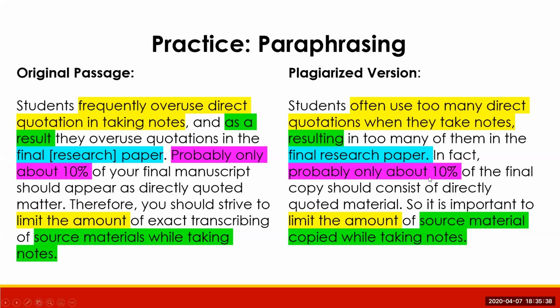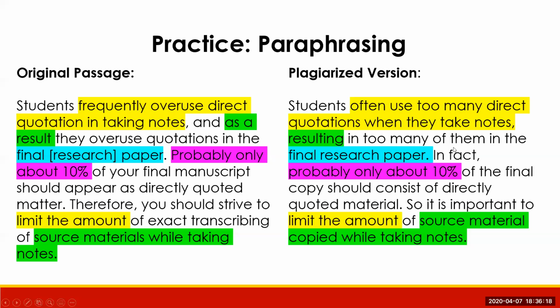"In fact, probably only about 10%" is pretty much the same with "probably only about 10%." The difference in the plagiarized version is that they add this little signal phrase. And then here it says "limit the amount." Again, "limit the amount" using the same exact wording. Here they didn't even try to change that wording. And then finally, "source materials while taking notes." Here it says "source materials copied while taking notes." So they just add the word "copied" here. If you notice, both sides are also 3 sentences long.